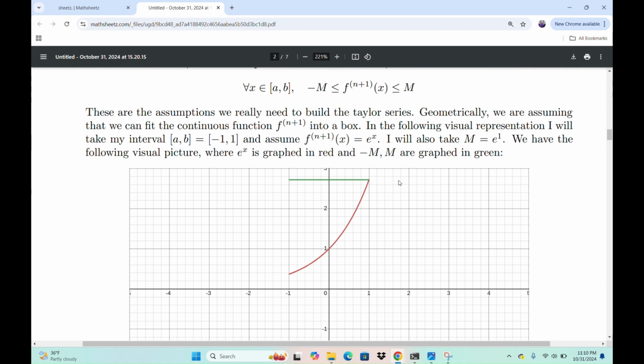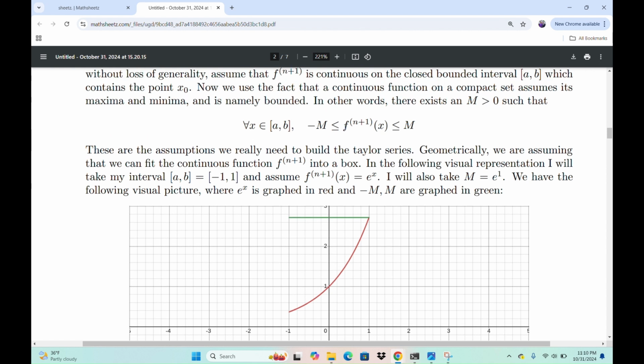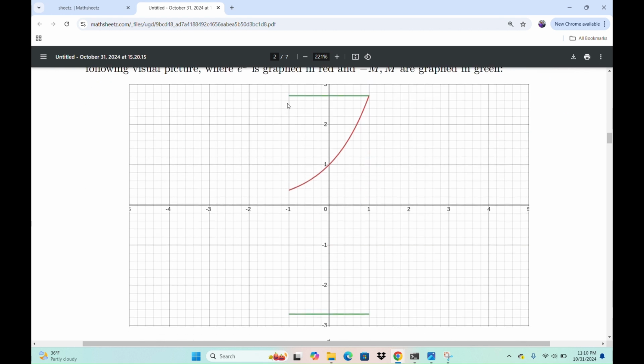So what do we know? We know we have a function f. We know that it has n plus 1 derivatives. We know the value of the function and the value of those derivatives at a point, x naught, let's say. And we know that the (n+1)th derivative is bounded. I'm going to assume that the (n+1)th derivative is continuous on a closed interval [a, b], and that it's bounded between constants, negative M and M. This constant is shown here in green.